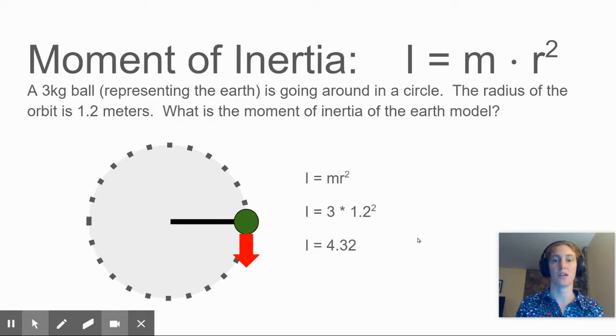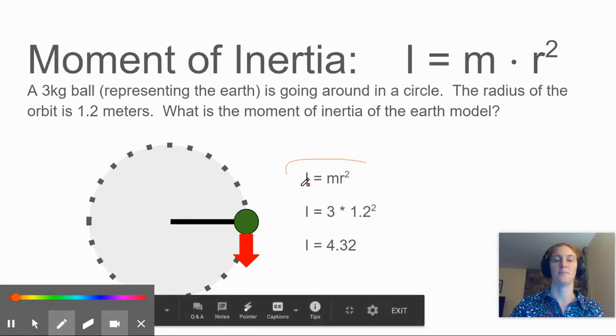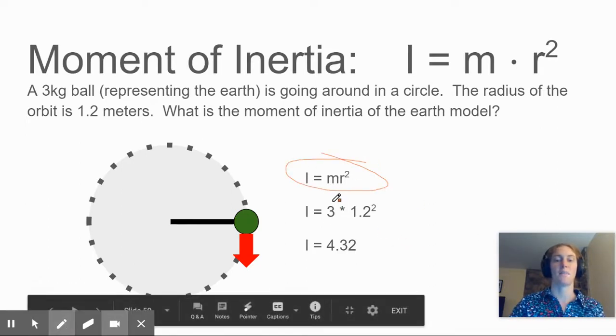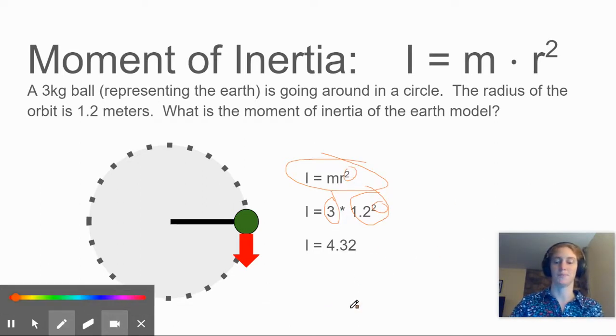All right. The way you do this is you use your equation I equals mr squared. The mass is 3 and your radius is 1.2. Don't forget to square it, because your radius is squared, and you get 4.32.